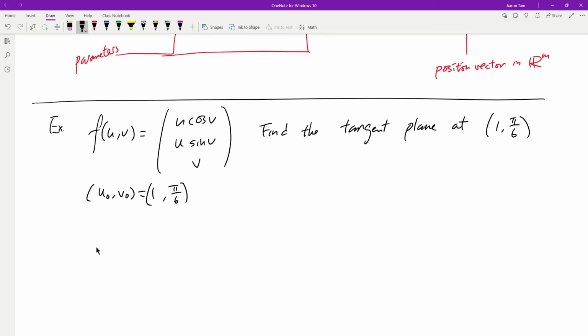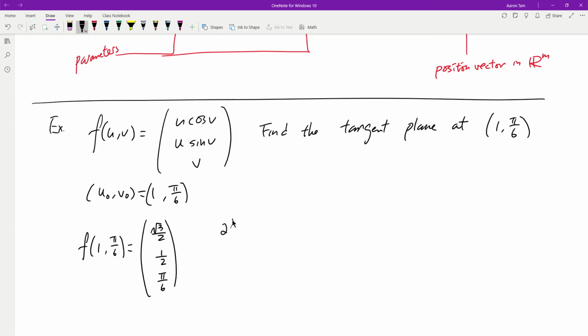So now it's just a matter of using the formula. To use the formula correctly, I do need three different vectors: one position vector and two direction vectors. So let's start with our position vector. Our position vector will be f of (1, pi over 6). So that just becomes 1 times cosine of pi over 6, which you should know because you came from BC Calculus. That's what's expected of you from BC Calculus. Cosine of pi over 6 is root 3 over 2. And then 1 times sine of pi over 6, which is 1/2, and then pi over 6. So that would be my position vector.